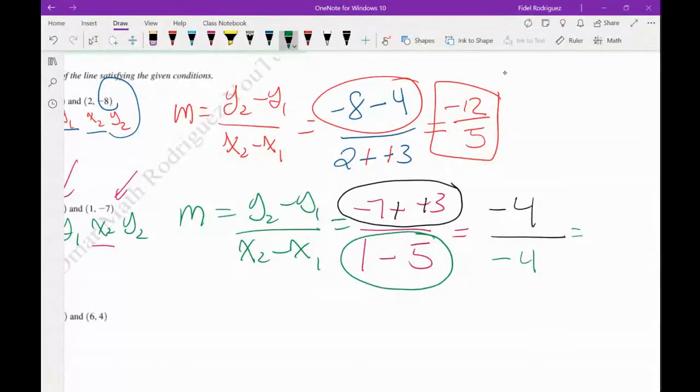-4 divided by -4 is a +1. Positive, right? Because a negative divided by negative is a positive. Guys, I'm going to ask you one more question. We're already done with the problem, but I'm going to ask you one more question. If we were to draw the line that had those 2 points, would that line go up or would that line come down? It would go up because we got a +1, right? There you go.